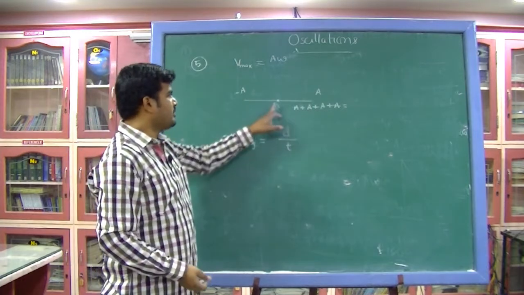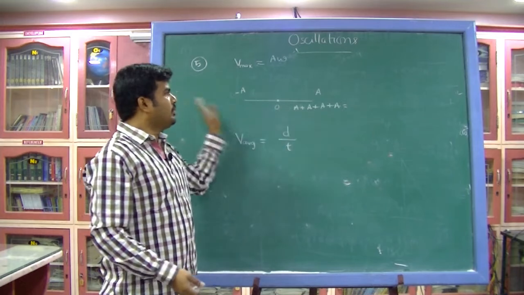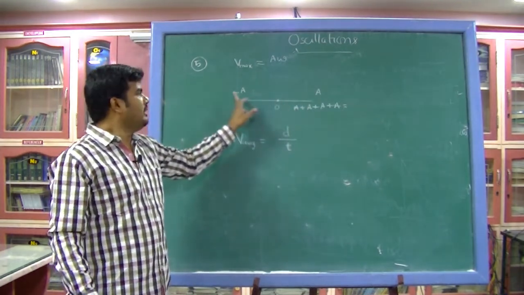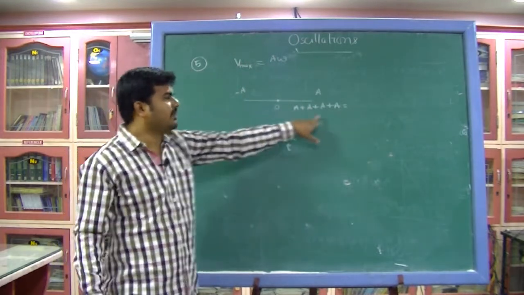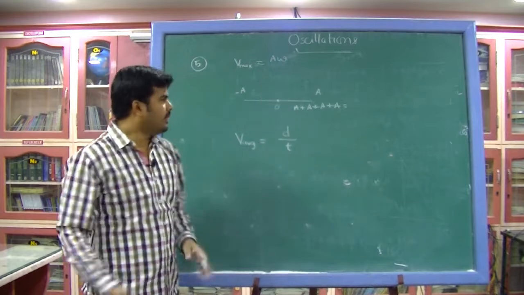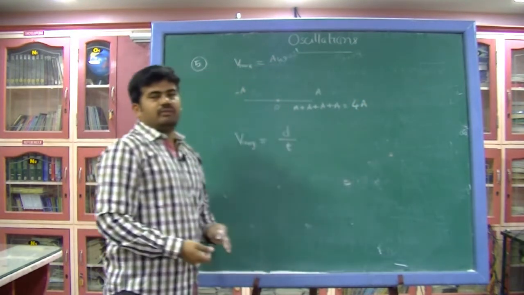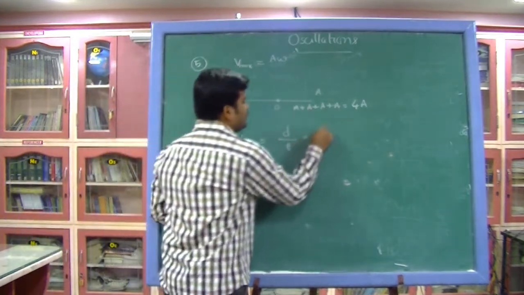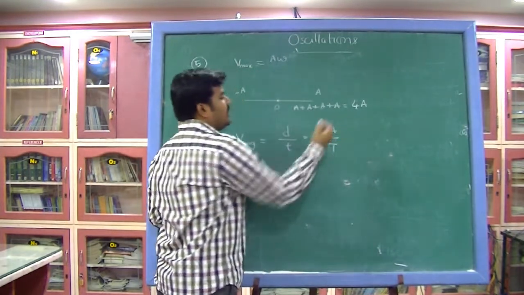Oscillation is nothing but starting from the mean position and coming back to the mean position. So O to A to O and O to minus A to O is one oscillation. In that motion it covers a total distance of 4A, and we know the time taken for one oscillation is known as the time period. So total distance is 4A and the total time taken is the time period of oscillation.